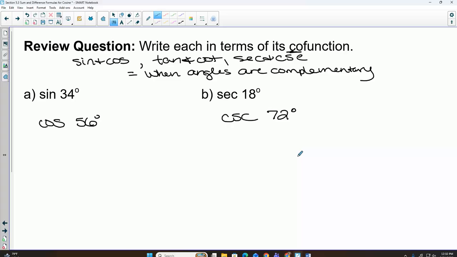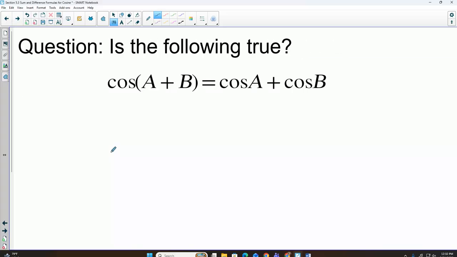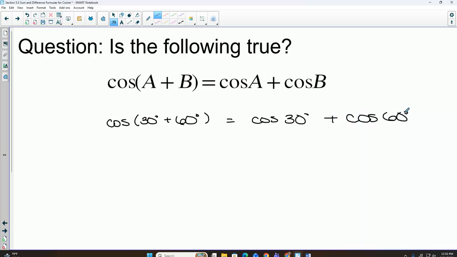So the next piece, what's getting us through today and tomorrow, I have a question for you. You can write this down if you want, you don't have to. Is it true? Cosine of A plus B equals cosine of A plus cosine B. So let's think of it with an A and B that we know on our hand trick. If I said the cosine of 30 degrees plus 60 degrees, is that equal to the cosine of 30 plus the cosine of 60? That's what I need to know.